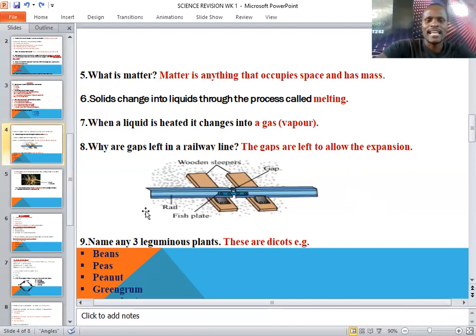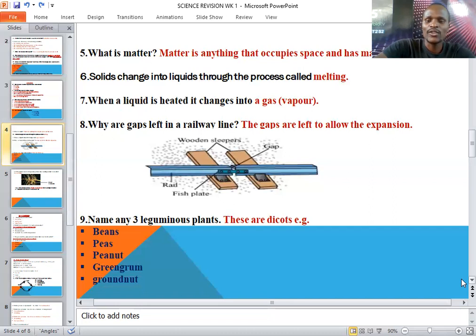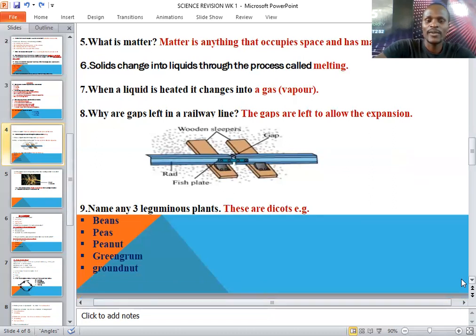Why are gaps left in a railway line? Very few pupils were able to get the right answer. Now look at that railway line. I've given you this railway line. For those who have not seen the railway line, this is a sample of that part. There's always a gap somewhere here, which is being left between these two rods, okay?